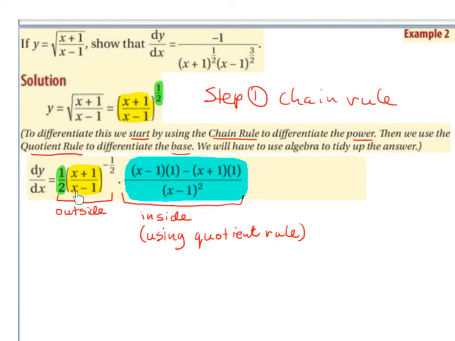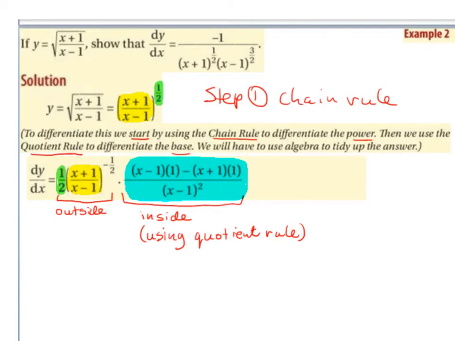So this is the outside, or the power. So we bring the half down in front, and we reduce the power by 1. A half minus 1 is minus a half. Next we differentiate the inside, so x plus 1 over x minus 1. So we have to use the quotient rule for this.